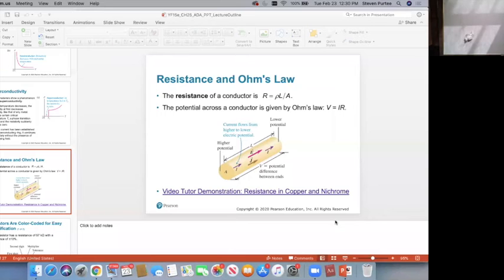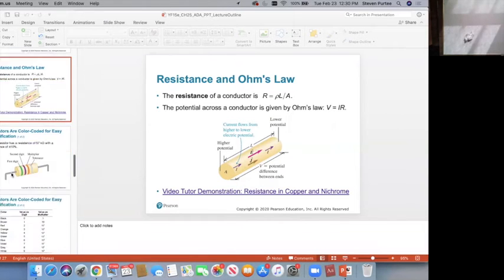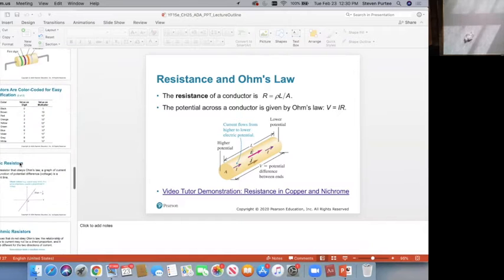Okay, we have a resistivity written assignment coming up where all that's going to apply.